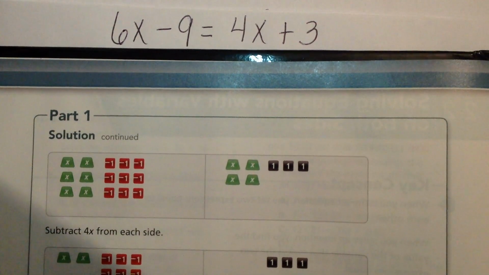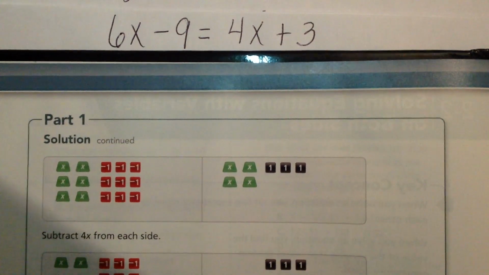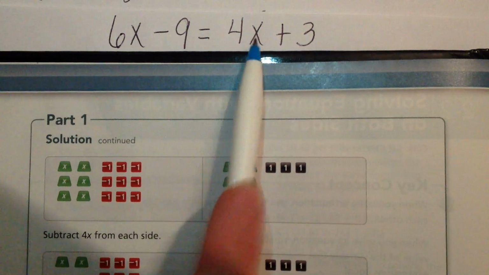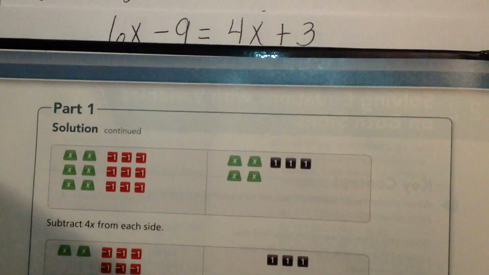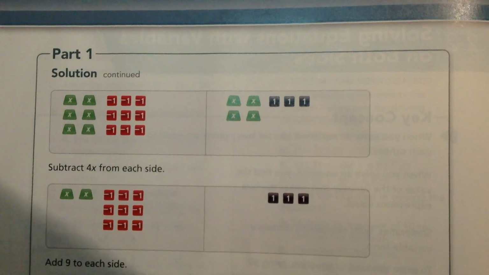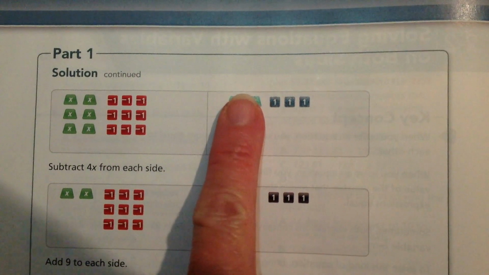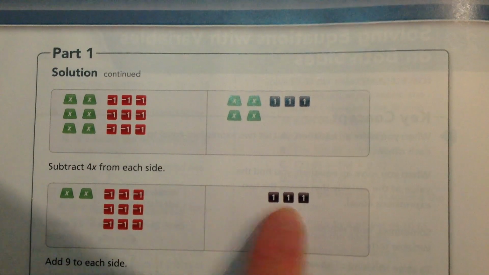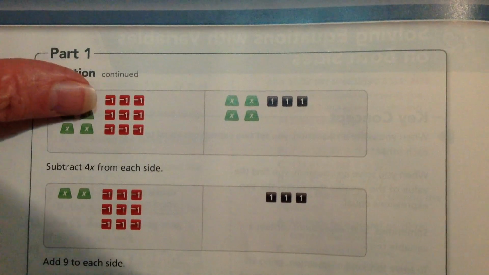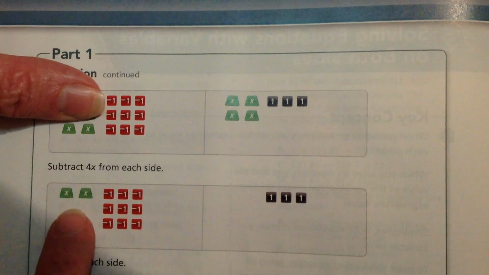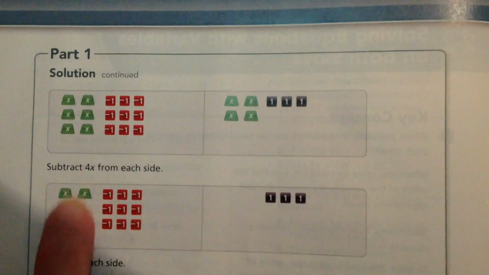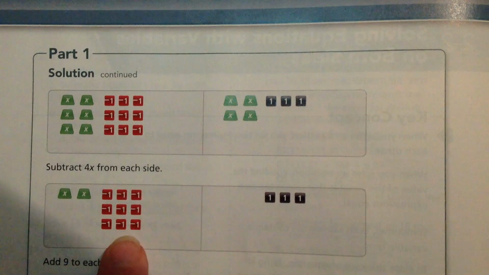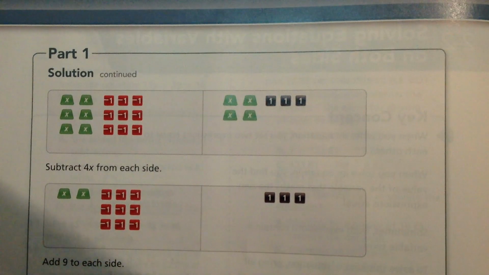The first step in solving this problem is to subtract 4x from both sides. If you have x's on both sides, subtract the one on the right. So the first thing they're going to do is subtract 4 from both sides. Notice they remove these 4 green ones, leaving just the positive 3. If you subtract 4 green ones from the left side, you only leave 2 x's. So after subtracting 4x from both sides, we now have 2x minus 9 equals positive 3.